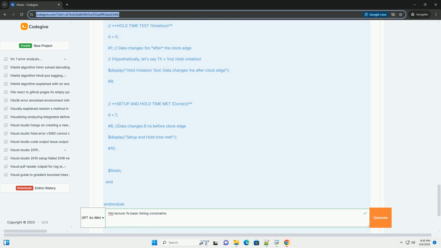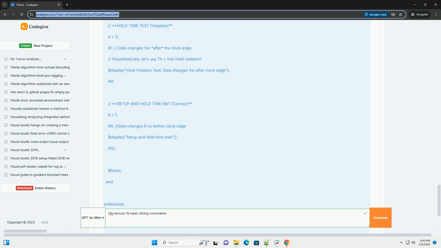Slower clock frequency: sometimes, the simplest solution is to reduce the clock frequency to give the circuit more time to operate correctly. This is a trade-off, as it reduces overall performance. Two-phase clocking: in some cases, using a two-phase clocking scheme can provide more flexibility in timing.